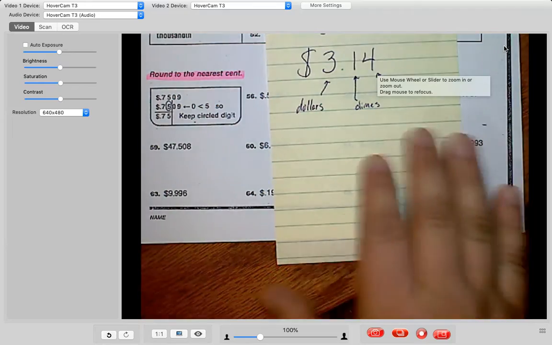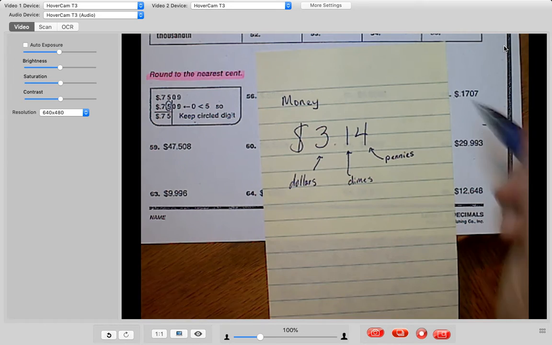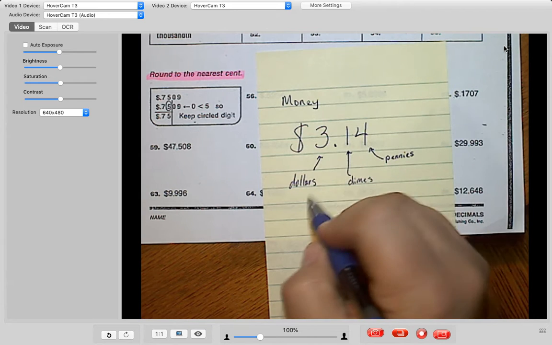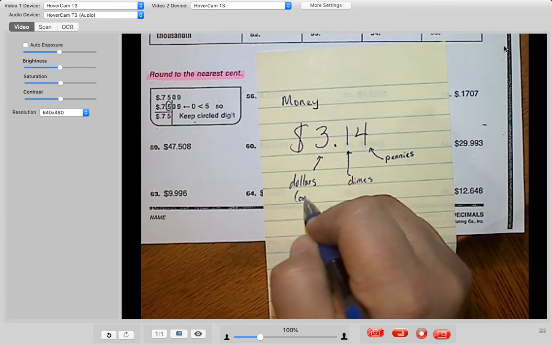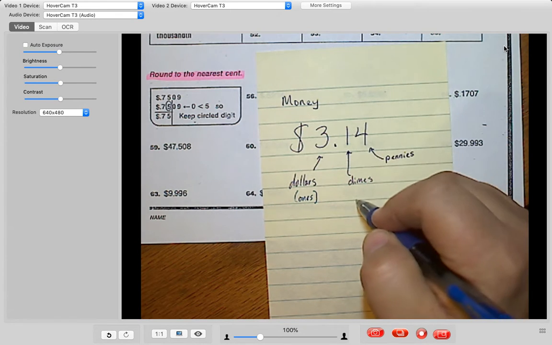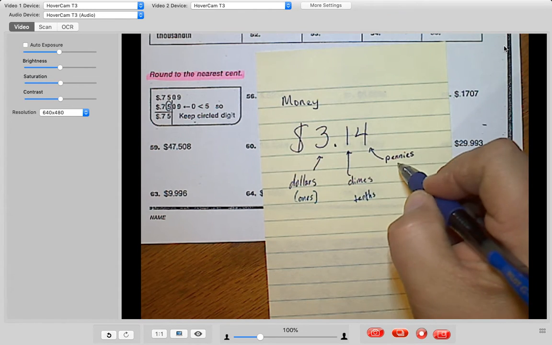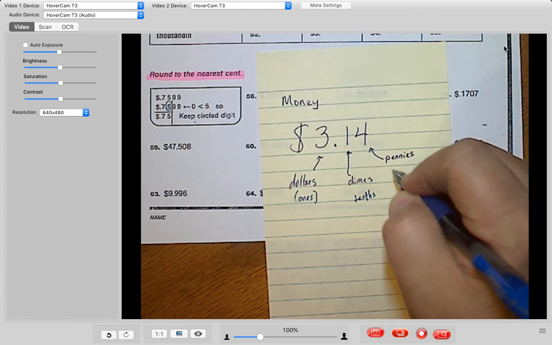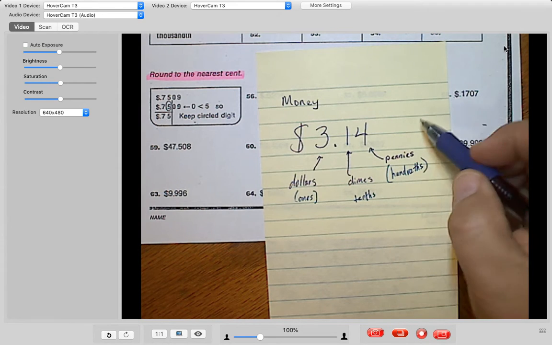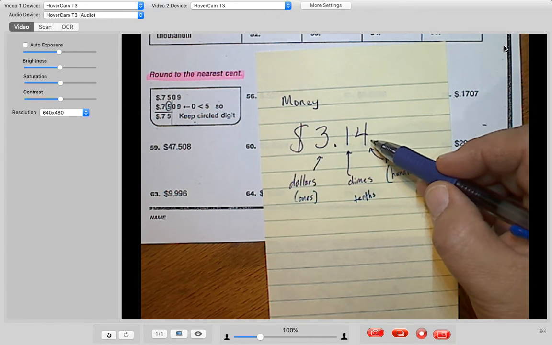Someone has written the amount $3.14. You've got your dollars, which is 3, and that's in the ones place. Then you have the decimal, of course, and then you have the dimes. That's in the tenths place, which makes sense because a dime is worth 10 pennies. That's a hundredth of a dollar, so pennies are in the hundredths place.